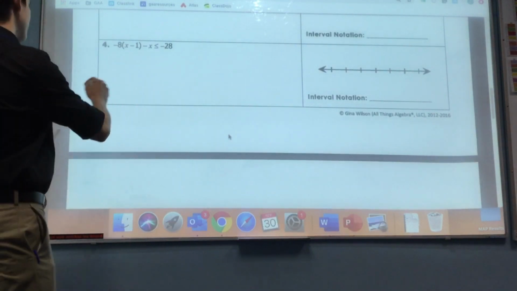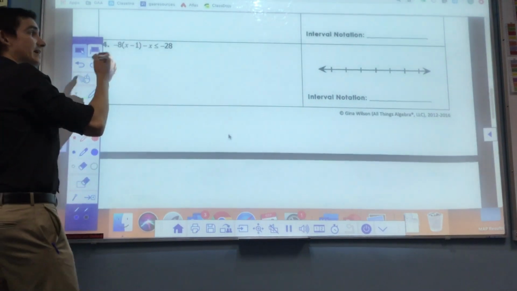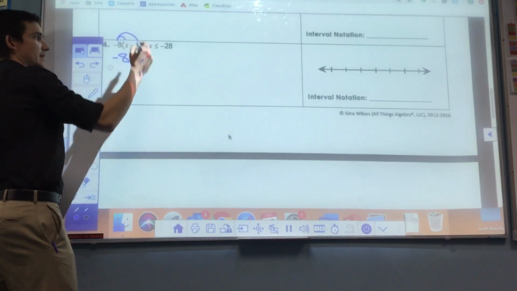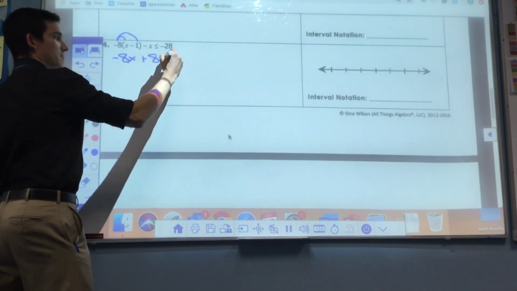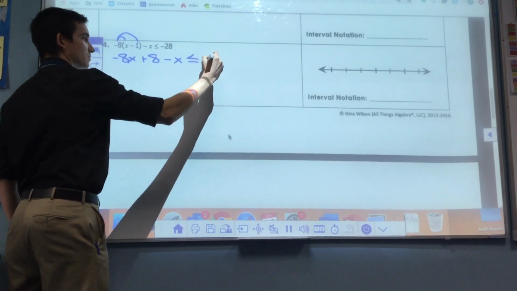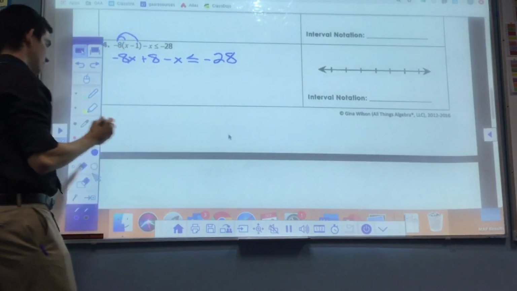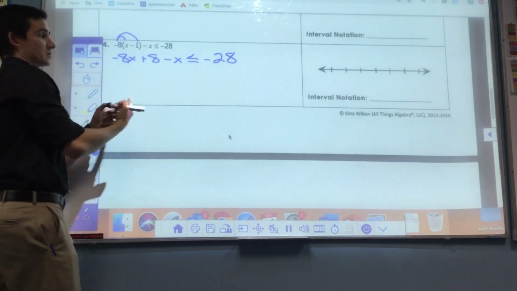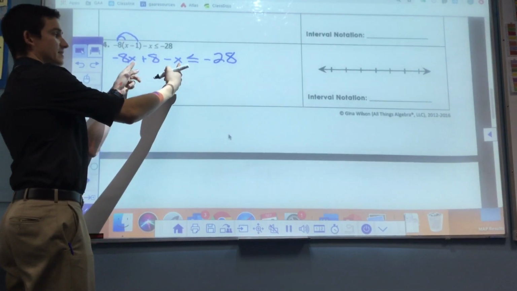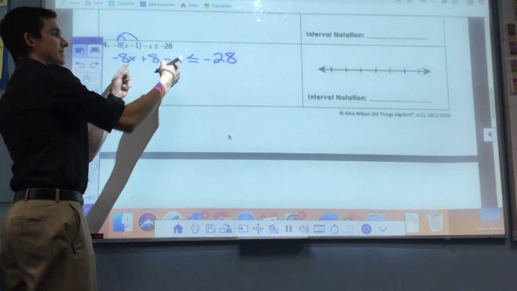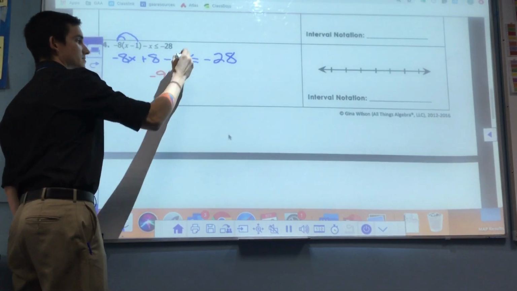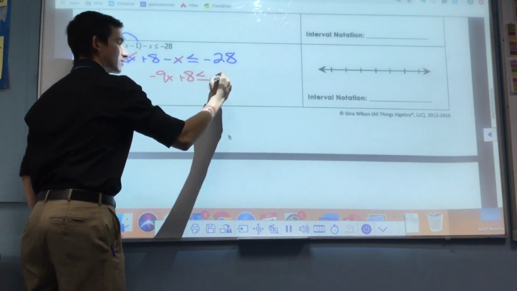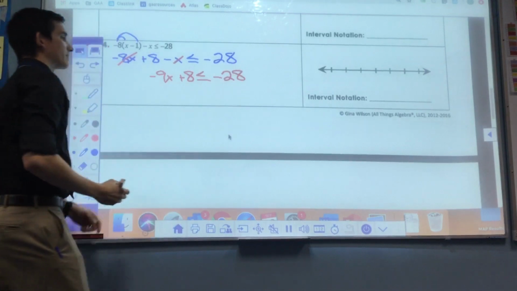Yes. Okay, good. So we're going to distribute, again, first thing, distribute. So I have -8 times x, -8x. -8 times -1 is +8. Minus x is less than or equal to -28. I'm going to combine my like terms. Right, Hadab? So the 2 x's, I'm going to put these things together. So I have -8x minus x is -9 x's. So those are combined now. I have a +8 less than or equal to -28.